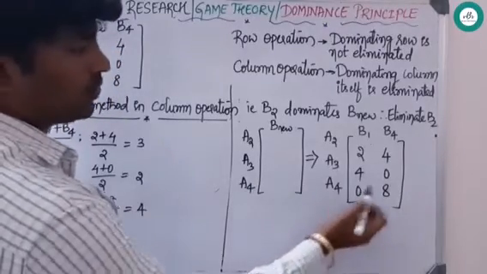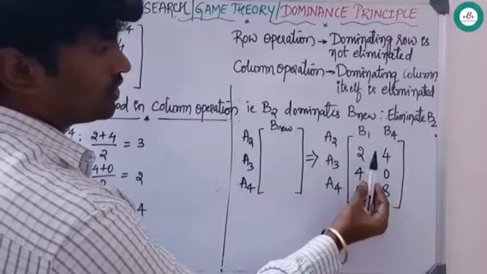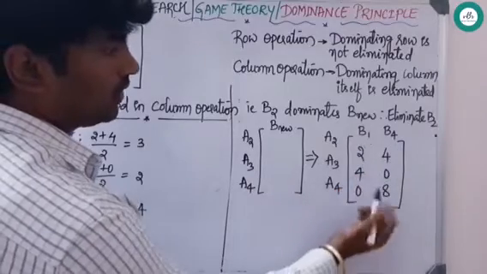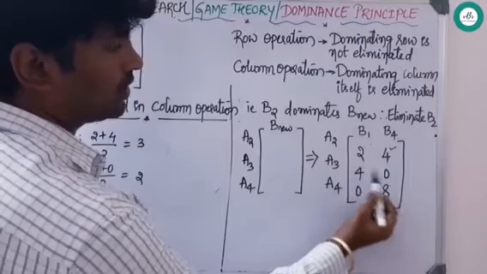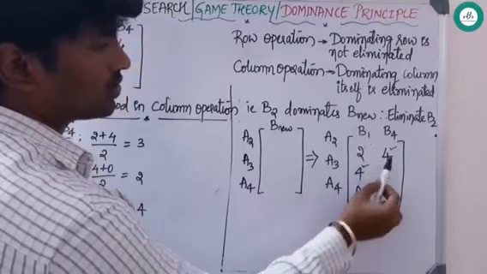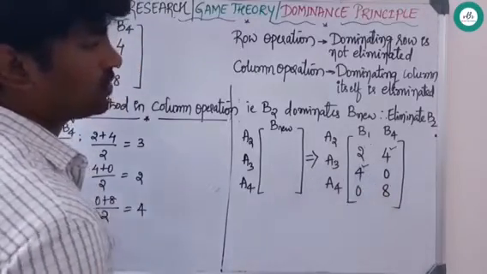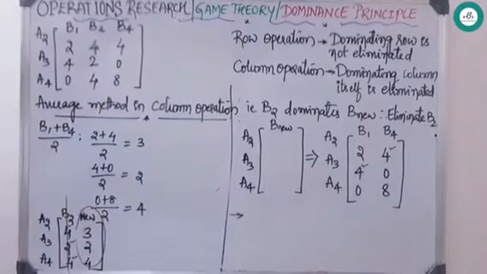Proceeding further to the column operation. We shall compare the first column and the fourth one. 2 and 4, 4 is dominating. 4 and 0, 4 is dominating. So have a look, even column operation is not possible.